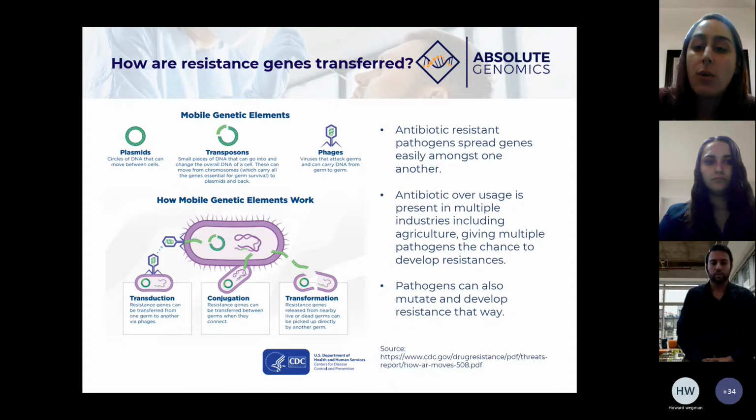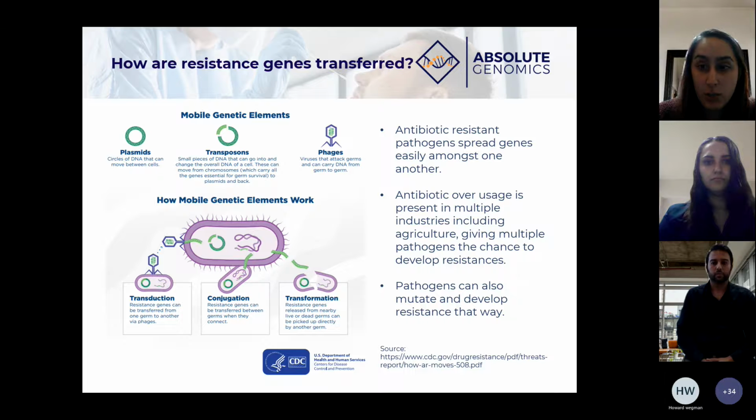Well, first, I want to go over and explain how antibiotic-resistant pathogens share genetic information. And this can happen between different pathogen species, leading to multi-drug resistance. This CDC infographic shows that there are three main methods for transferring antibiotic-resistant genes.